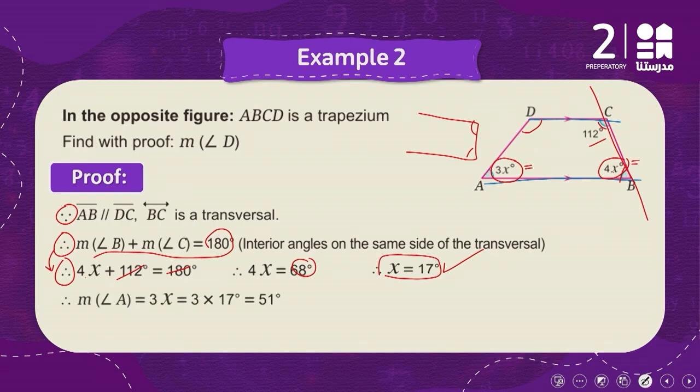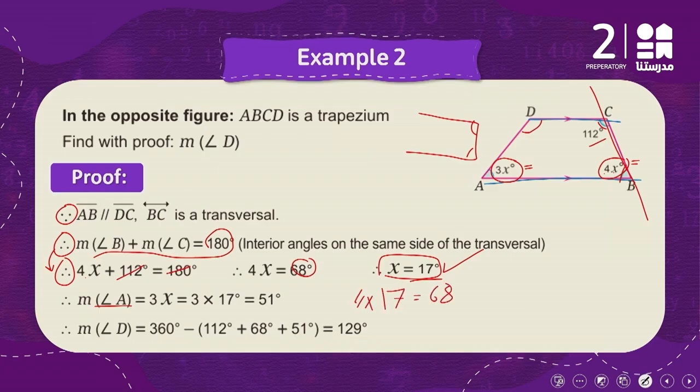So first, multiply 3 by 17 to find the measure of angle A. It's 51. Multiply 4 by 17 now to find the measure of angle B. 4 by 17 will be 68. Now you have, this is 112, this is 51, and this is 68. Okay, let's add all of these 3 angles and then subtract from 360. 360 minus the sum of the other 3 angles will be 129. This is the value of angle D.